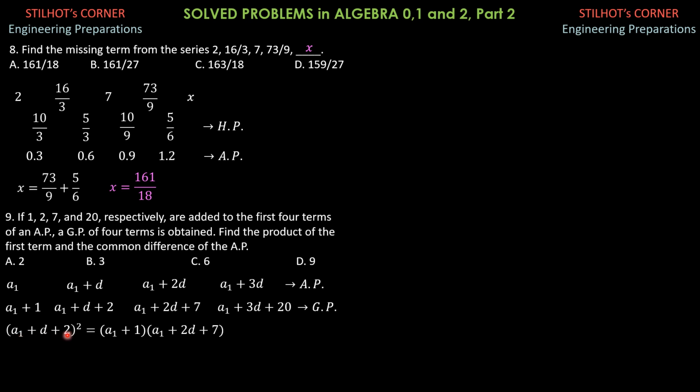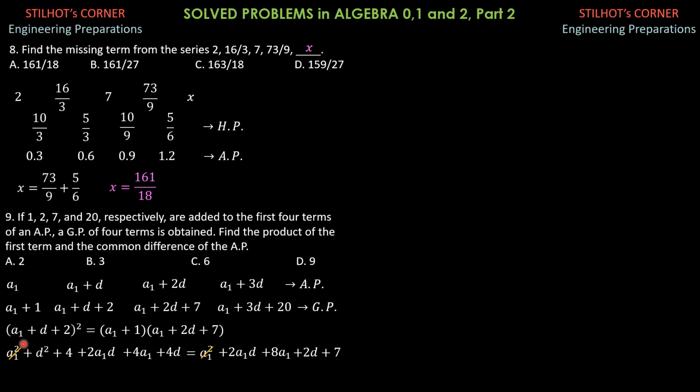Expanding, we apply the technique in binomial expansions: the square of each term, then twice the product of the adjacent terms. There are 6 terms here. So A1 squared plus D squared plus 4, plus 2A1D, plus 4A1, plus 2D times 2, so 4D. Then A1 squared equals A1 squared, we have 2A1D and 2A1D. Then 7A1 plus 1A1 would be 8A1, then 2D plus 7.